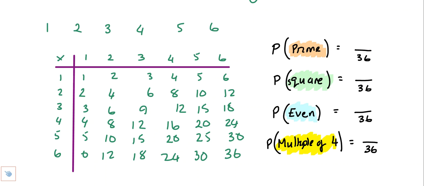So let's just check. Do you know what the prime numbers are? So we've got 2, 3, 5. You said 7. 7 is a prime number, but it's not up there. Is there anything else that's up there? Nope. Because just by the fact you're doing something times something, you're not going to get a prime number. So the probability of getting a prime number is 6 out of 36.